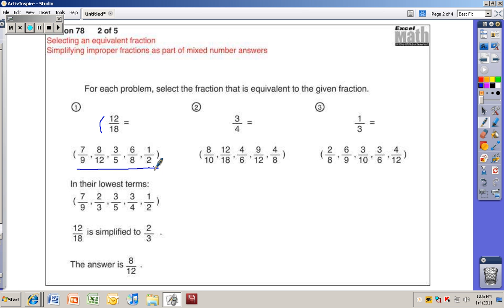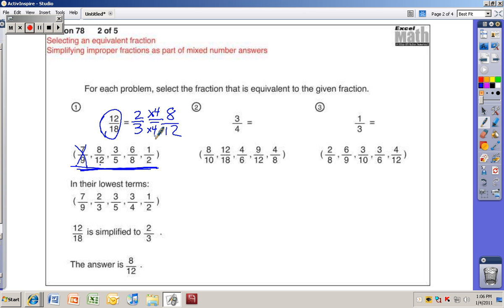So what we want to do then is simplify this fraction here, 12/18, first. And what can I divide 12 and 18 by? 6. 6, right. So that would be 2/3. Now can you spot a fraction here that might be equal to 2/3? Do you think 7/9 is equal to 2/3? No. How about 8/12? Could that be 2/3? Yeah, okay. So how could we show that 2/3 is equal to 8/12? 2 times 4, 3 times 4 is 12, right?